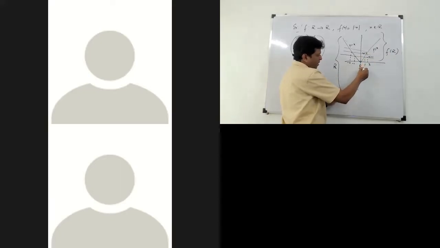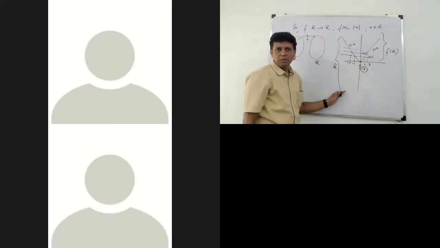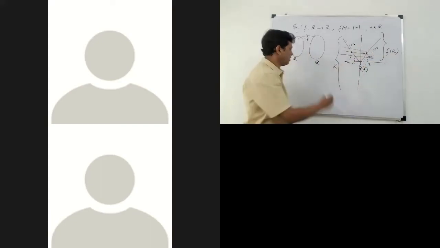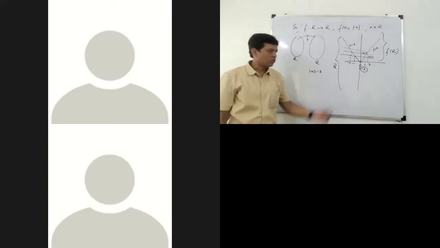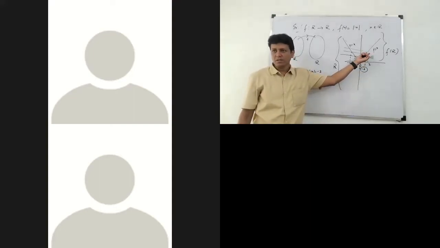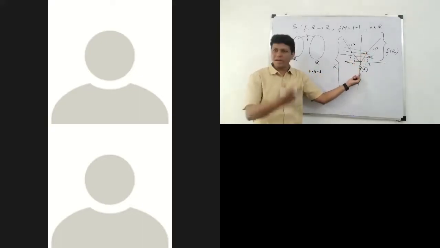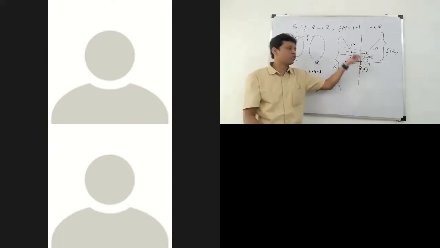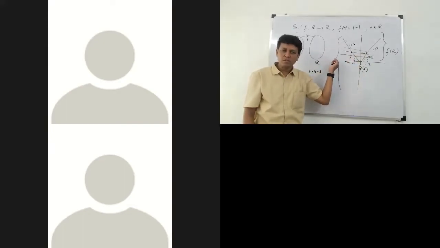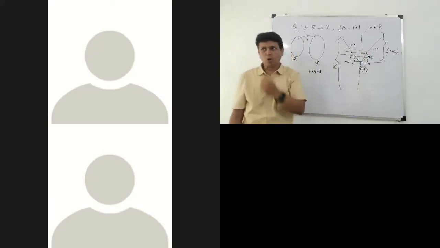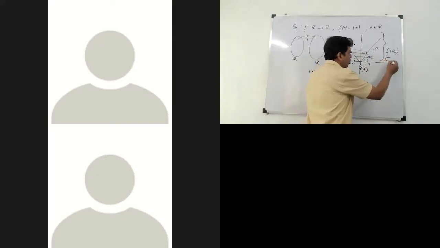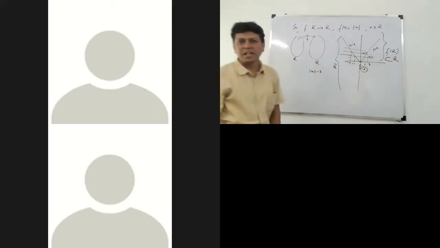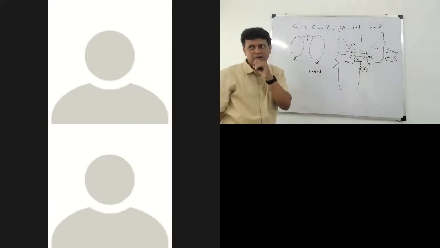Suppose you have a negative real number, -3. But there is no x such that mod x equal to -3. So -3 has no image. -2 has no image. -1 has no pre-image. So it is not onto, it is into, because the image set is a subset of the real numbers.